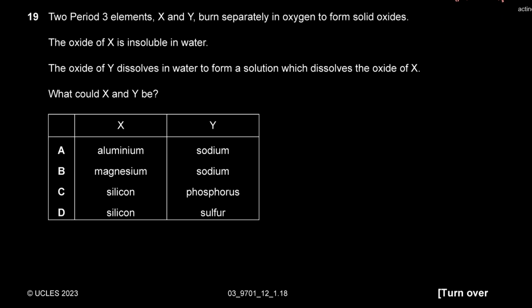Two period 3 elements X and Y burn separately in oxygen to form solid oxides. The oxide of X is insoluble in water. The oxide of Y dissolves in water to form a solution which dissolves the oxide of X. What could X and Y be?